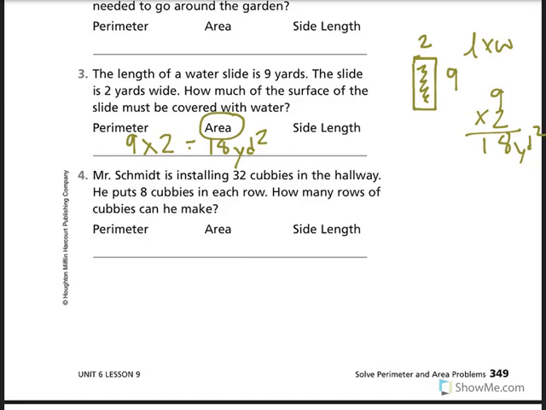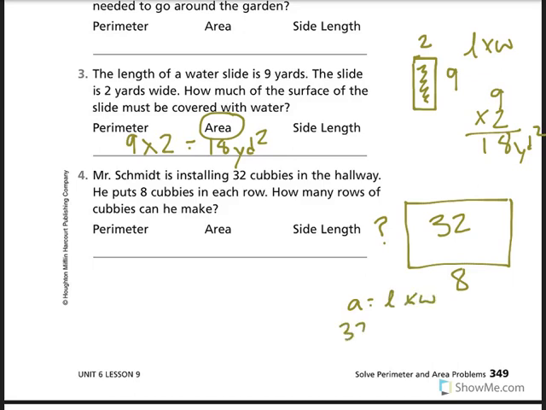We've got rows here. Draw a rectangle. I know that there's going to be 8 in each row. I'm not sure how many rows there are, but I know that there's going to be 32 cubbies, which means I know the area. The area is 32. The length is 8. And now we're just missing the width, which means we either ask ourselves, okay, 8 times what is 32, or 32 divided by 8 is what?